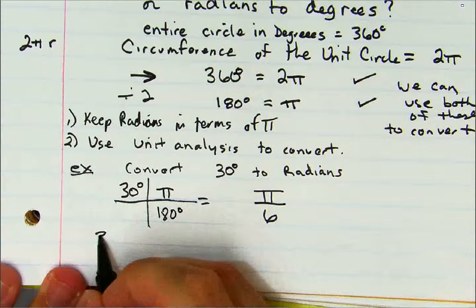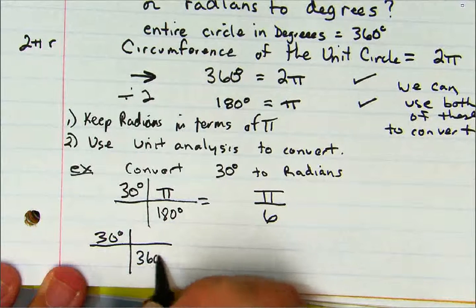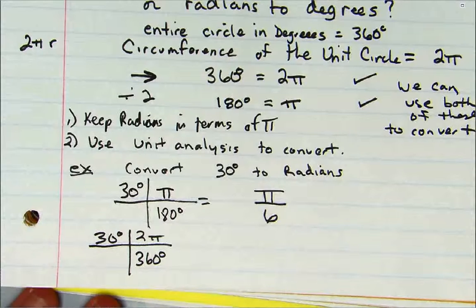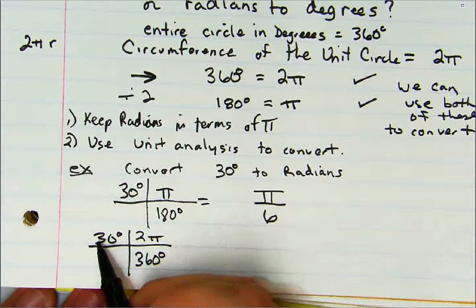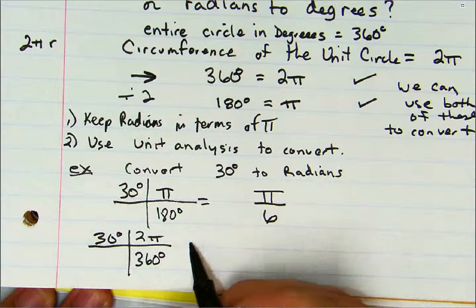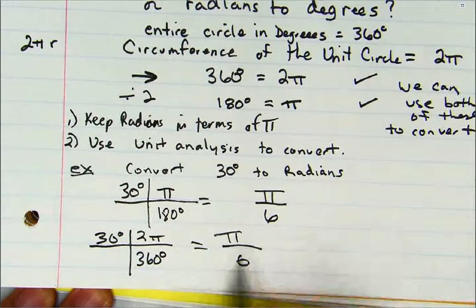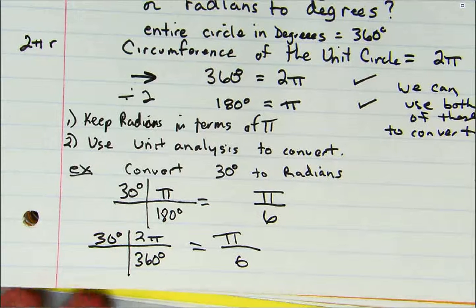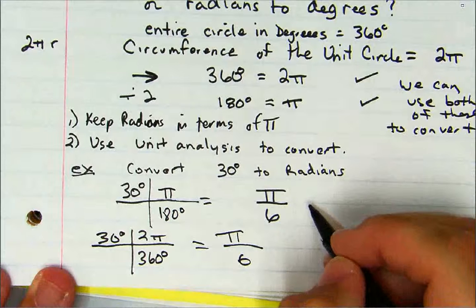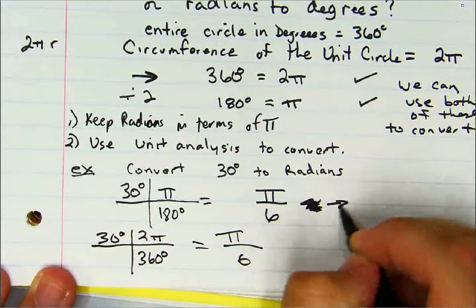Now, if I went the other way and said 30 degrees and I said 360 degrees over 2 pi, then you get 2 times 30, which is 60. How many times does 60 go into 360? 6 times. We're left with pi up top. It's going to end up being the same thing. So, pi over 6 is equal, well, no, that's not even right. It's equivalent to 30 degrees.